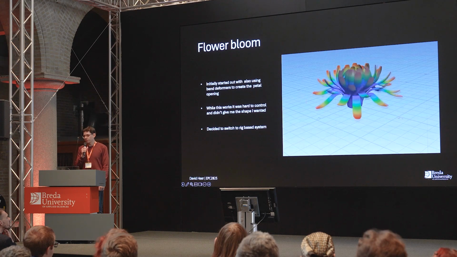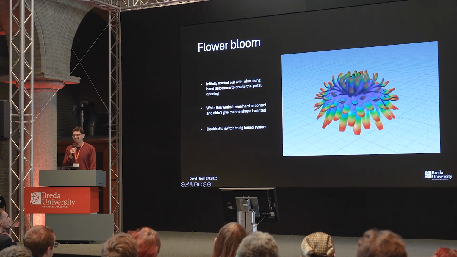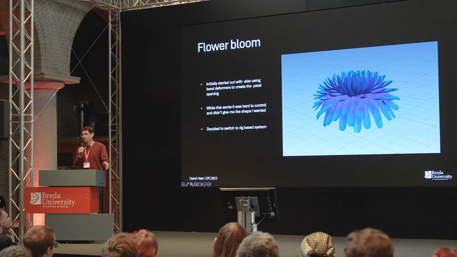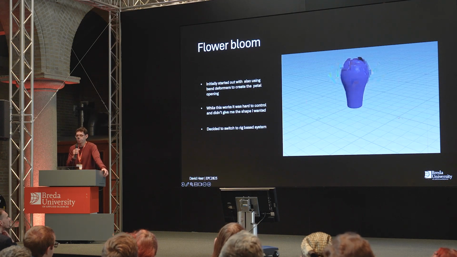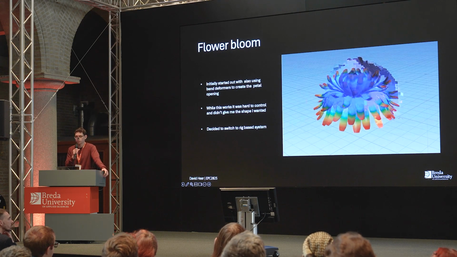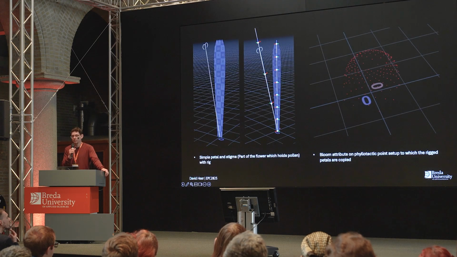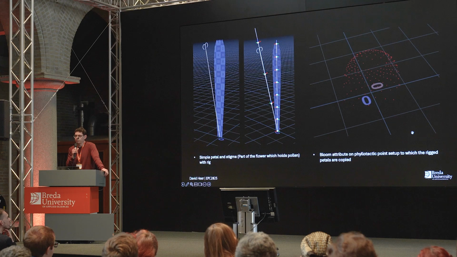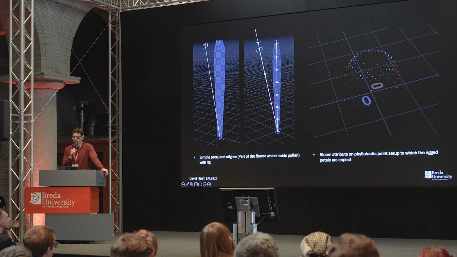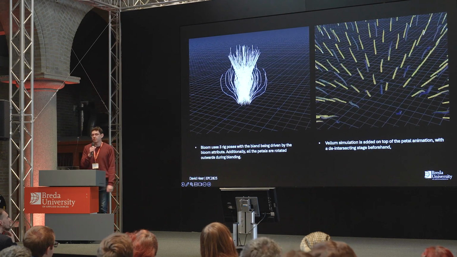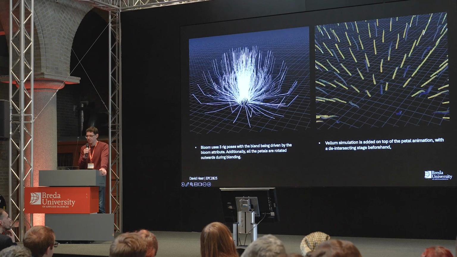For creating the blooming flower, I initially also used bend deformers to control the petal movement. However, this didn't give me as much control over the shape as I wanted, so I decided to switch to a rig-based system instead. In this case, the rig is simply a line for each petal and its corresponding stigma. These then get scattered on points which have an animated bloom attribute. This attribute drives the blend between the three rig poses.